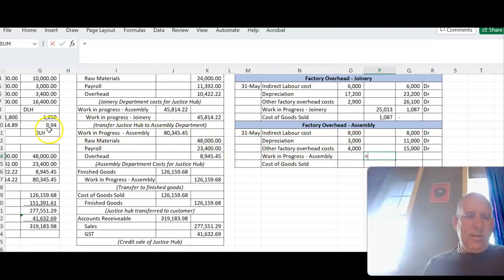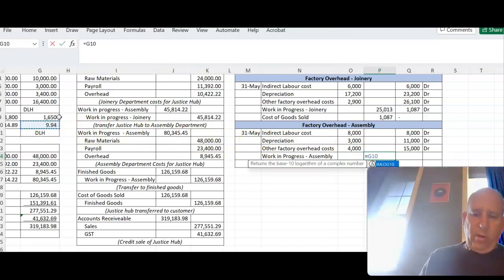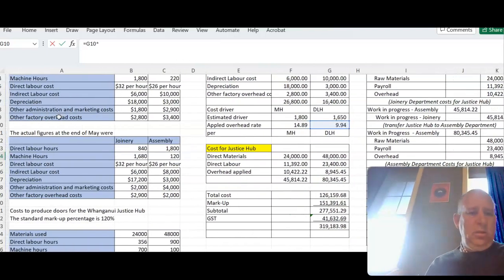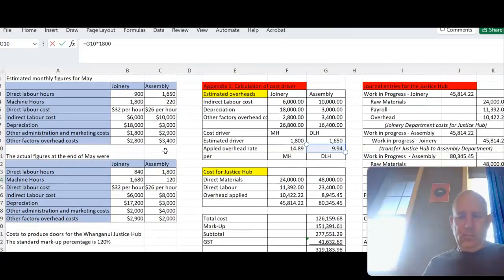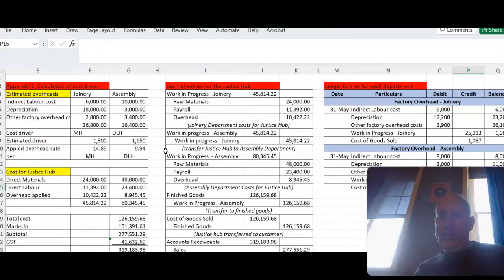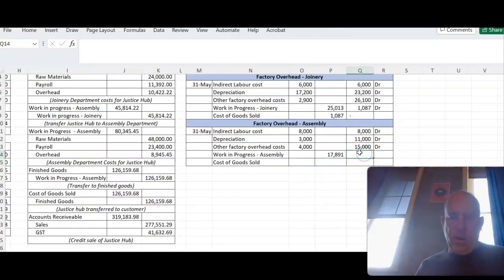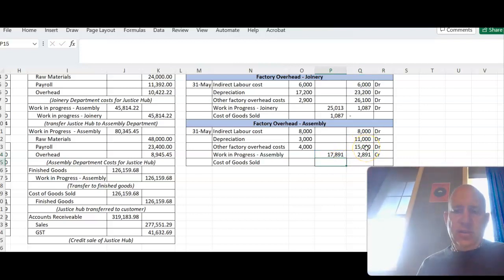So remember the rate is 994 multiplied by how many direct labour hours did you actually spend? So find direct labour hours, 1800. And that was more than we expected. So what happens here, don't make this a negative figure, it just changes to a credit. So it means that we had actually $15,000 of overhead. We applied 17,000, so we over-applied our overhead. We've got to bring that down to 0.